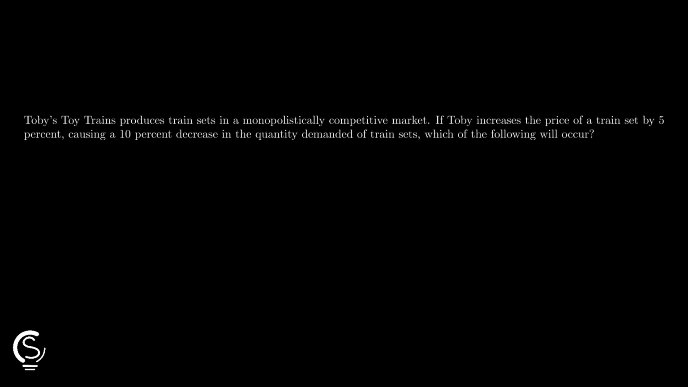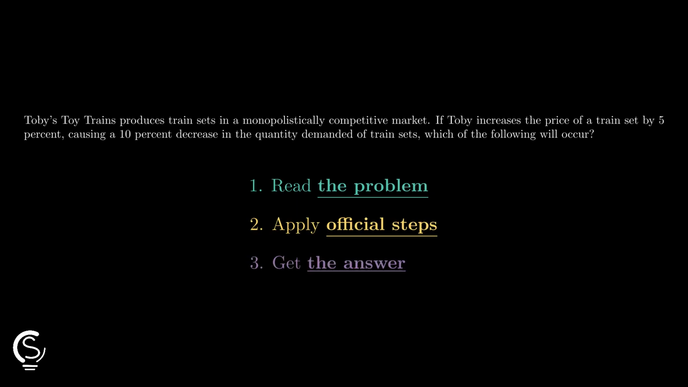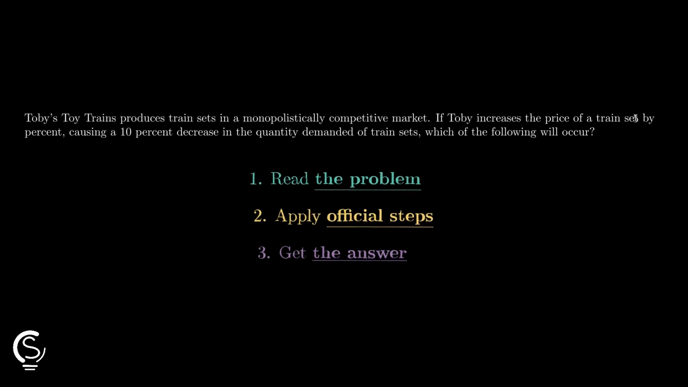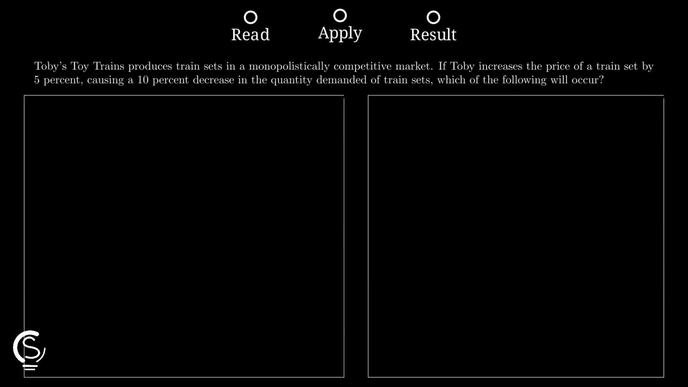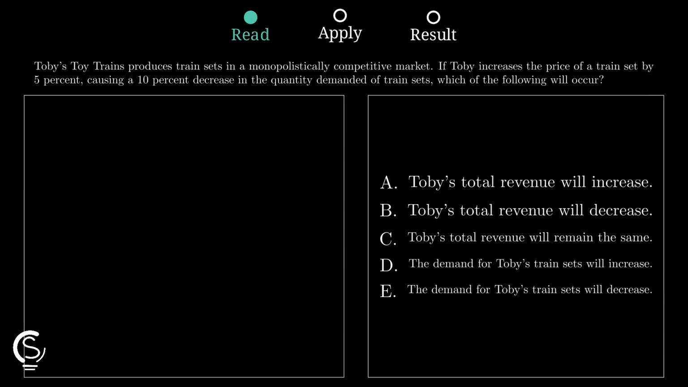Solving this economics problem is super fast when you know the trick. Let's calculate the price elasticity of demand to find the right answer quickly. First, we calculate the price elasticity of demand by dividing the 10% change in quantity by the 5% change in price. This gives us a value of exactly 2.